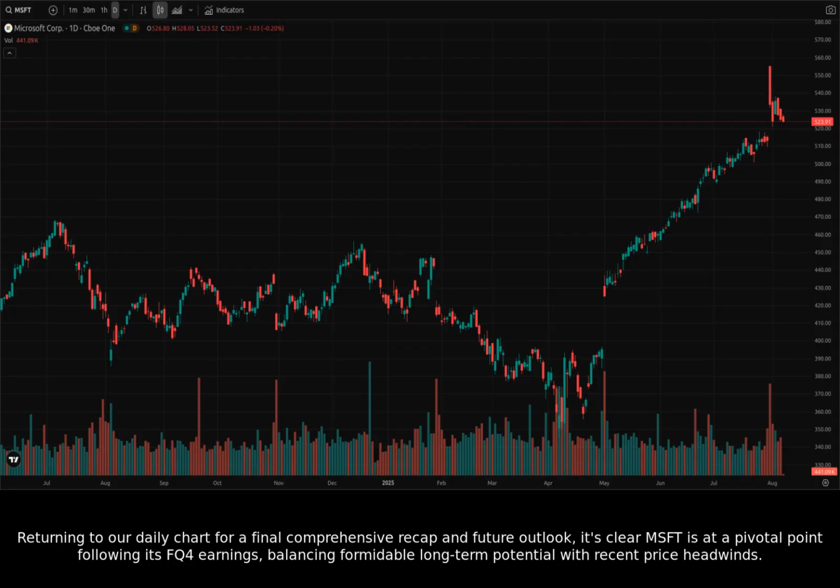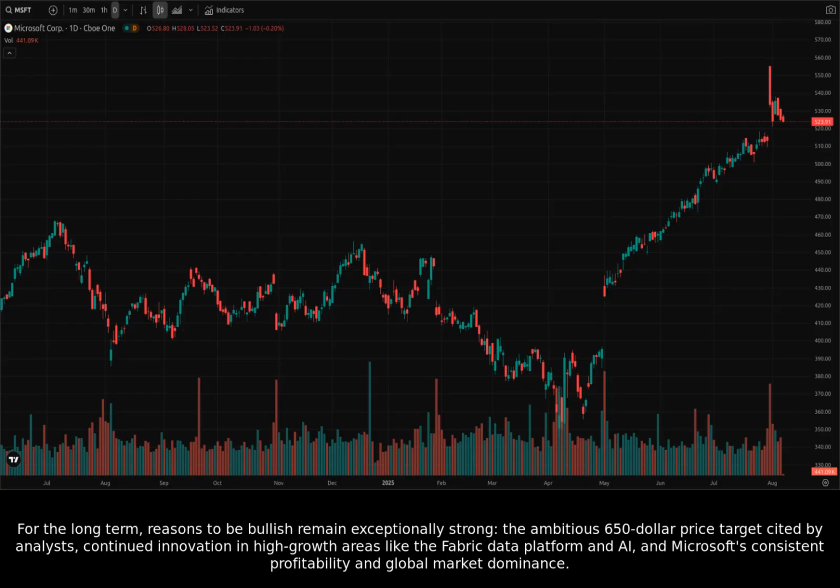Returning to our daily chart for a final comprehensive recap and future outlook, it's clear Microsoft is at a pivotal point following its FQ4 earnings, balancing formidable long-term potential with recent price headwinds. For the long term, reasons to be bullish remain exceptionally strong: the ambitious $650 price target cited by analysts, continued innovation in high-growth areas like the Fabric data platform and AI, and Microsoft's consistent profitability and global market dominance.